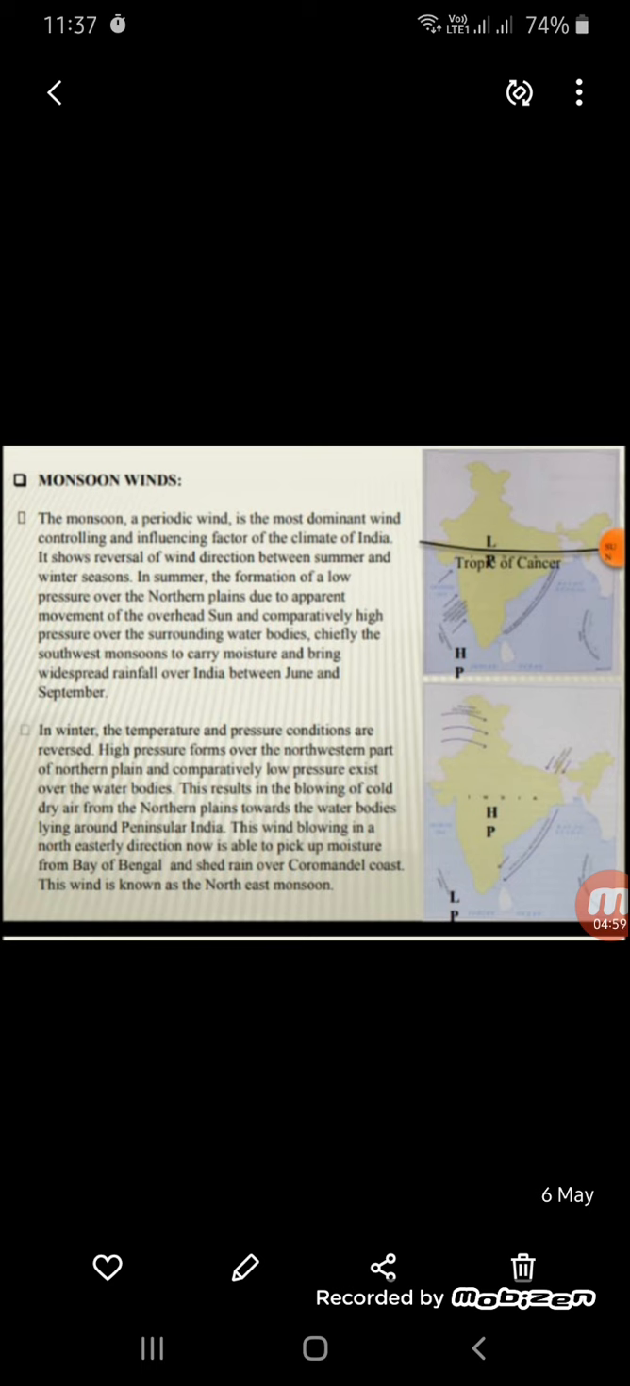In summer, there is a formation of low pressure over the northern plains due to the apparent movement of the overhead sun, and comparatively high pressure over the surrounding water bodies.